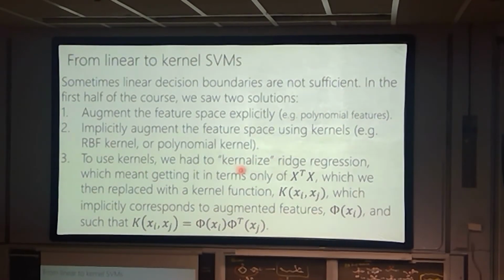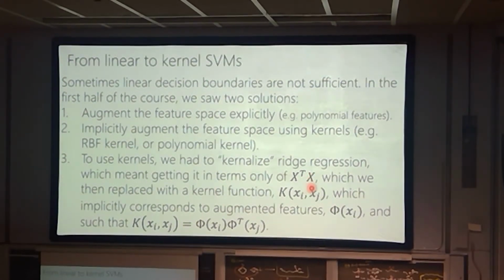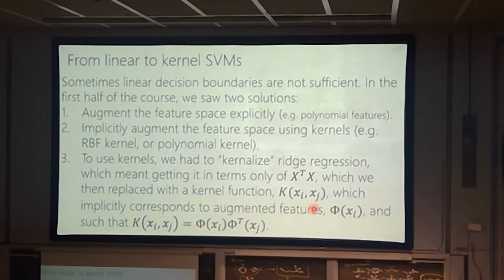To use kernels, we had to kernelize ridge regression, which meant getting it in terms of x transpose x. In that case, we didn't do it with Lagrangians. We did some math, and then it fell out. But this is often a more systematic way to do it. Implicitly, these kernels correspond to an augmented feature space, like a basis expansion, and then you're taking the inner product. The beauty of kernelizing is that you replace all the explicit occurrences of the inner product of x with the inner product of the augmented space using only the kernel. So you never actually compute these things. Conceptually you do.